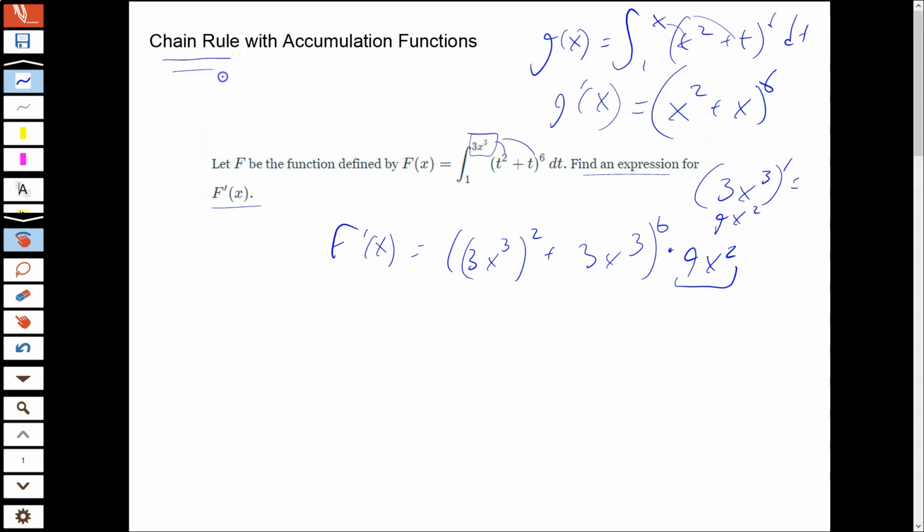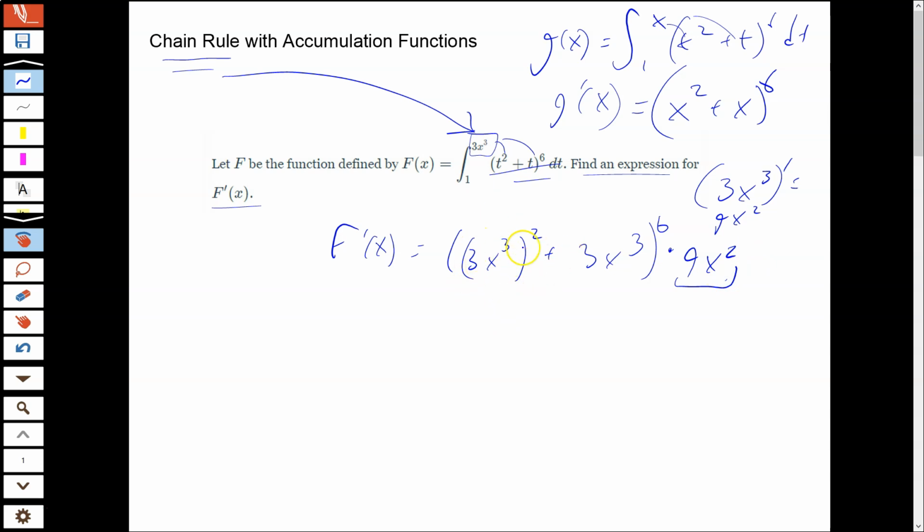So chain rule with these accumulation functions applies specifically to that upper bound. Notice I don't need to worry about chain rule for the function within a function inside the integral. Anything inside the integral, you can think of it as sort of protected by this integral. We don't have to worry about the derivative of that, because taking the derivative of this integral is all we're doing, right? So those two things cancel out. This stays unchanged, but when we make this substitution, this 3x to the third is not inside the integral. It is also changing at a rate of 9x squared. So we're multiplying that in there.